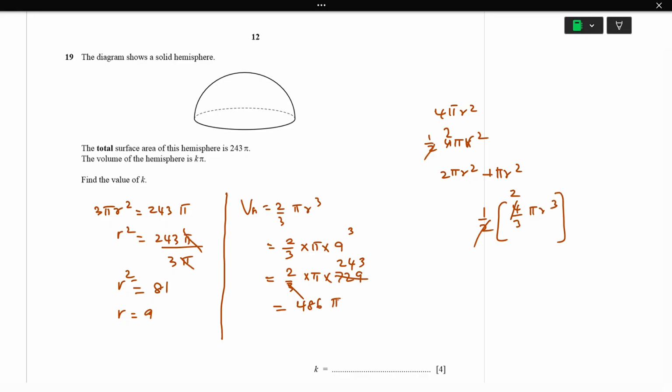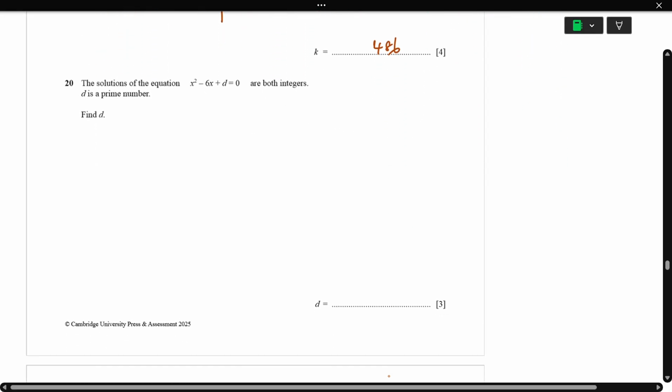486 pi, which is equal to k pi. So k equal to 486. That's the answer.